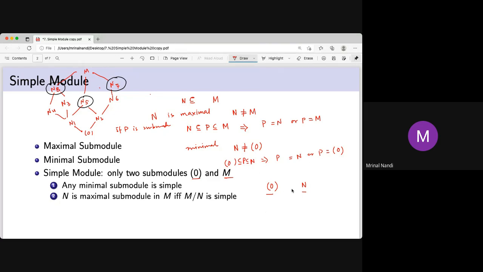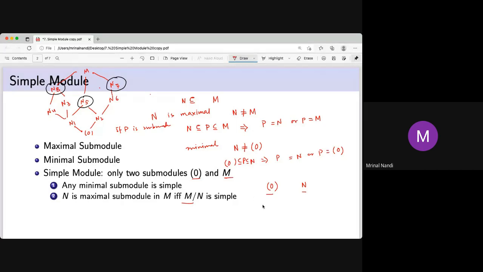What about the maximal? Maximal may not be simple because between M and N there is no submodule, but between 0 and M there may be infinitely many submodules. So what is the result? The result is again very trivial: if M mod N, M quotient by N, is simple, then N is the maximal submodule. So N is the maximal submodule if and only if M mod N is simple. So this is a quotient module.